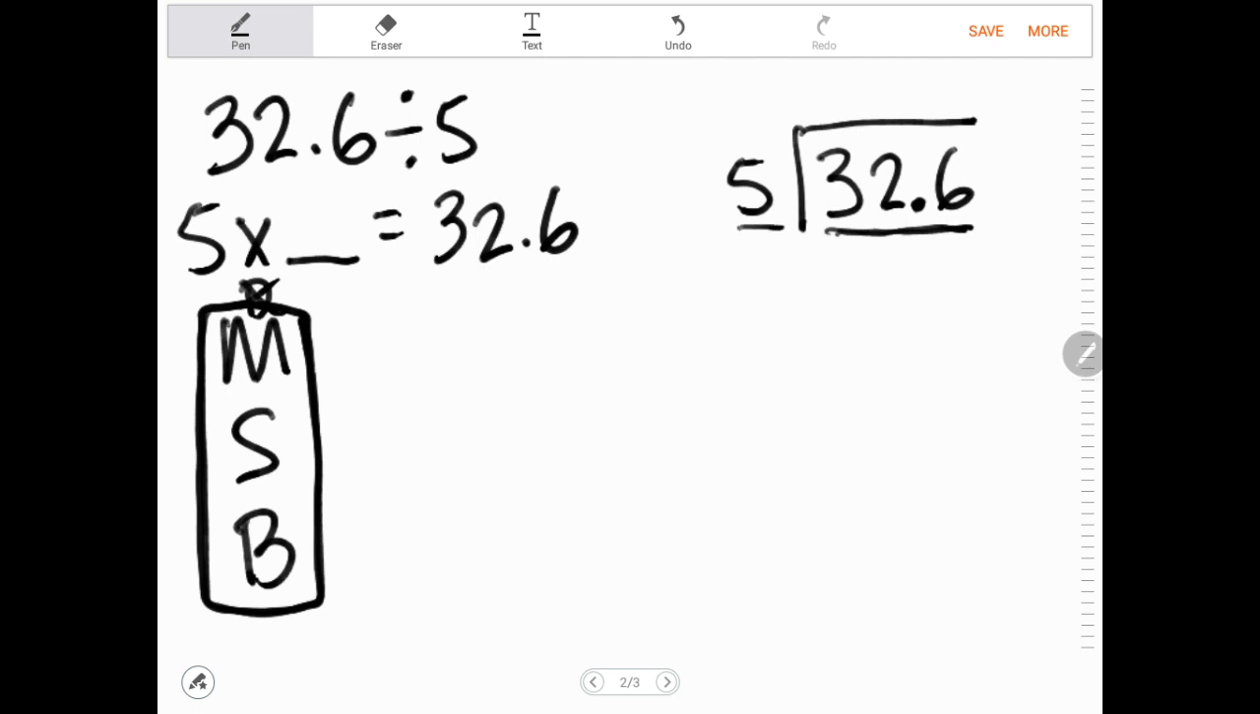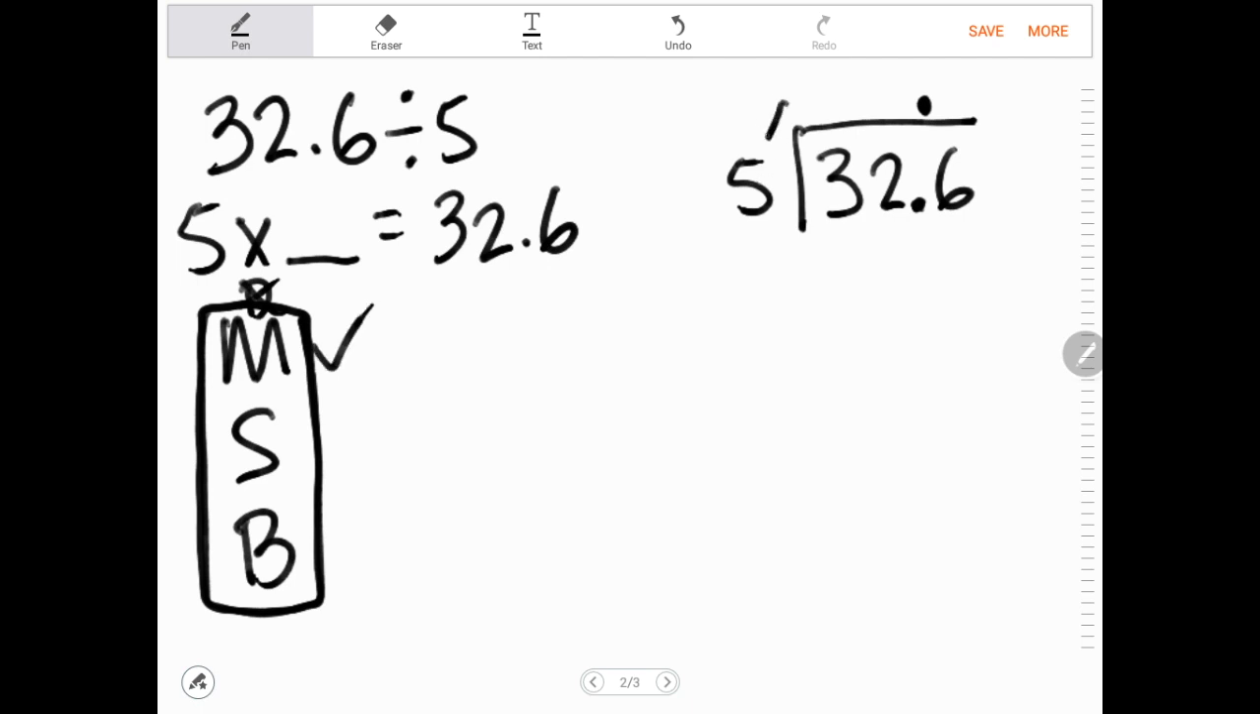Okay, so the first thing that I notice in this problem here is that I have a decimal point in the dividend. This is my dividend. This is my divisor. I have a decimal in my dividend, and what I'm going to do is automatically bring that decimal up into my problem. So I'm going to bring that right up, keeping it in line, into my quotient, which is my answer. Okay, so now I can just forget about it. I have 326 divided by 5, so now I'm just going to start the algorithm.